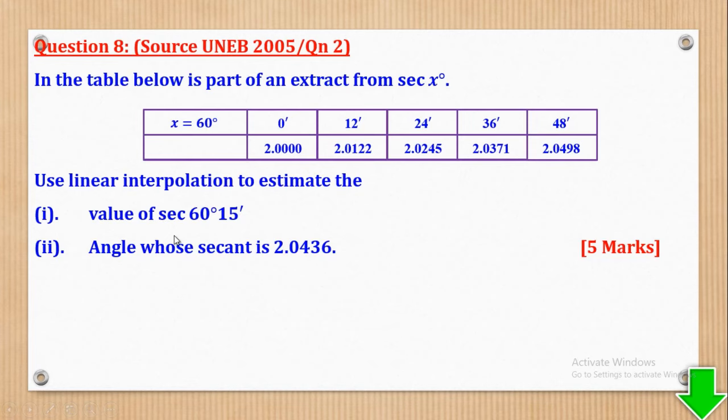So what we are going to do, this 60 degrees is constant for all. What is changing is this part of prime. So I'll look for 15. 15 is between 12 and 24. So that means that I'm going to extract out these values, and in between them I'll add another column whose angle is 15 prime.